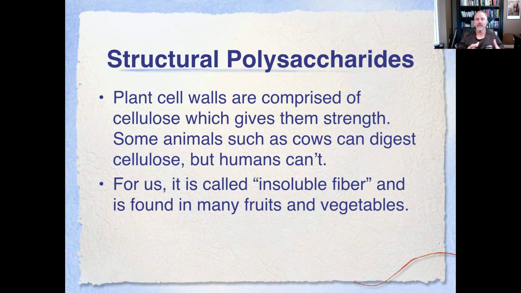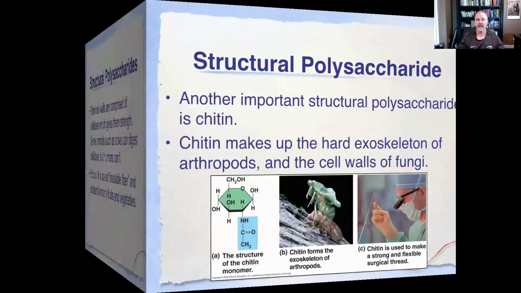And you find it in a lot of fruits and vegetables, we said. And we said that there's some animals, such as ruminants, like cows, that can digest the cellulose, but humans can't. We lack the enzymes. We lack any sort of organism, perhaps living inside of us, that could do that. But cows have a different type of digestive system, and they're able to eat the plants and break down the cellulose and extract energy from it.